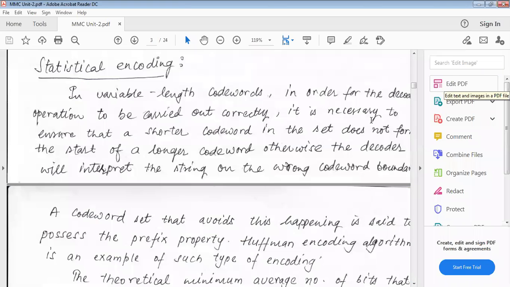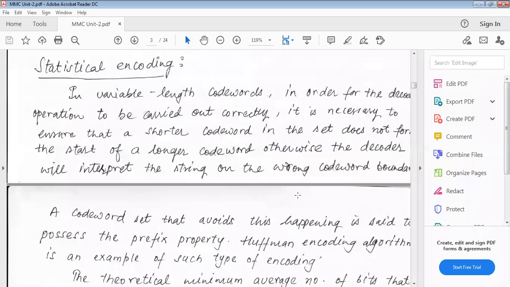So next is statistical encoding. Statistical encoding is about variable length code words. In order for the decode operation to be carried out correctly, it is necessary to ensure that a shorter code word in the set doesn't form the start of a longer code word. Otherwise, the decoder will interpret the string on the wrong code boundary.